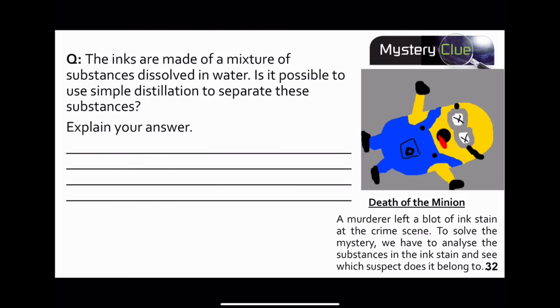Now, we have been talking about this since the very start of the lesson, which is about the mystery case of the death of Thomas the Minion. If you recall, at the scene of the crime, the murderer actually left behind a block of ink. And there are 4 suspects, if you still recall who they are.